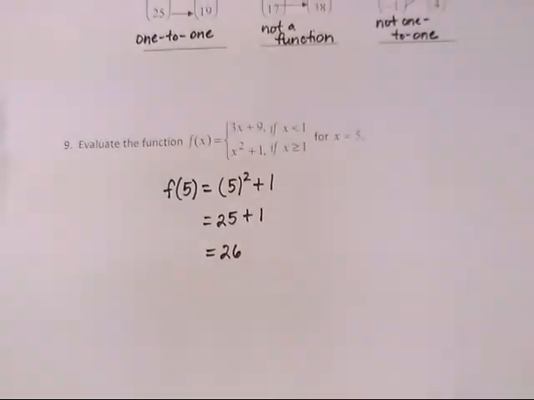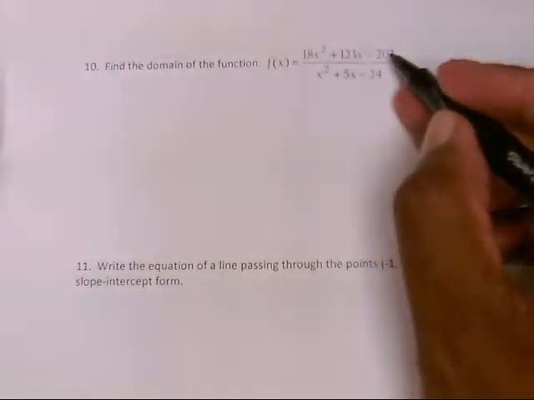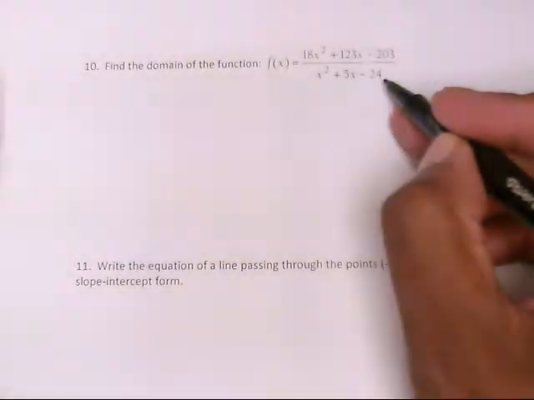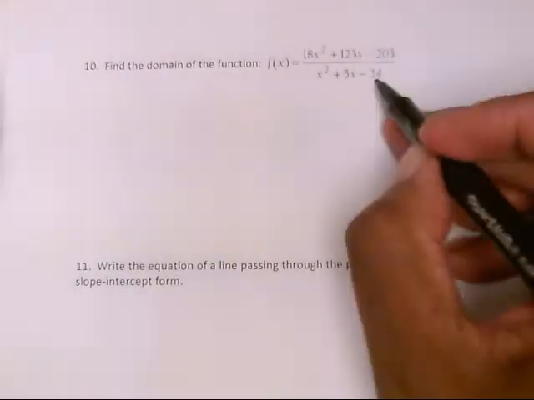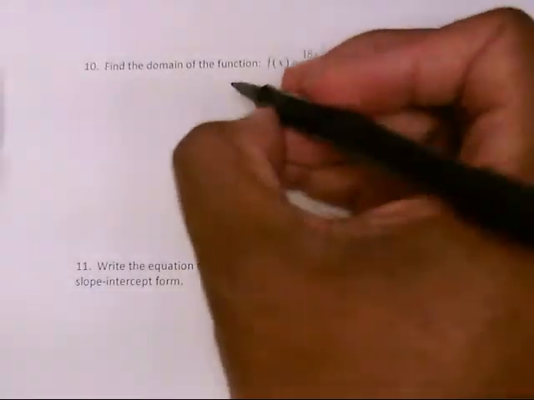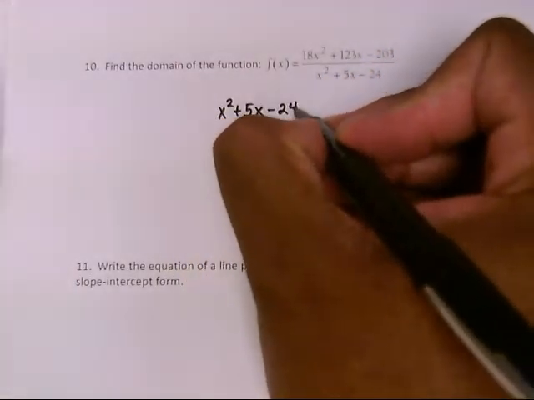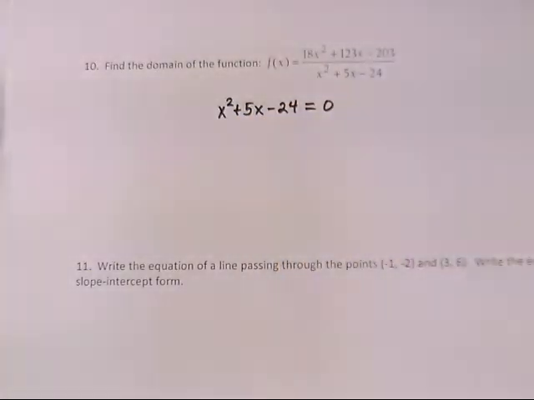Okay. Problem number 10. Here we're going to find the domain of this rational function. F of x is equal to 18x squared plus 123x plus 203 divided by x squared plus 5x minus 24. Well, it is a rational function because we have a numerator and a denominator. We want to find out what values of x will make this denominator 0. So we're going to take that x squared plus 5x minus 24, set it equal to 0.